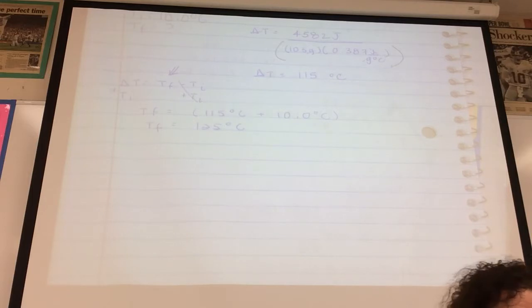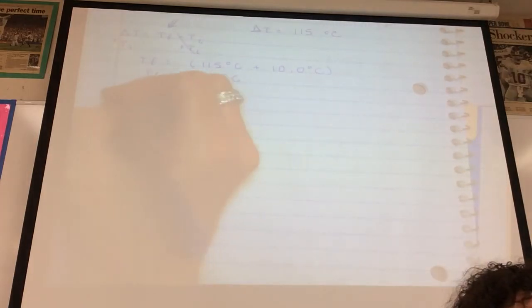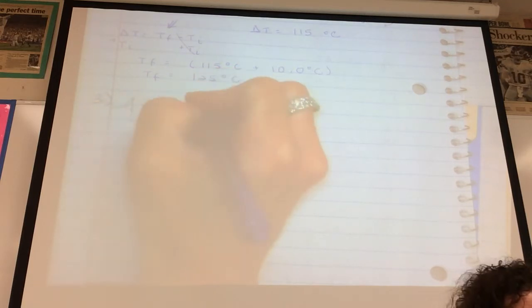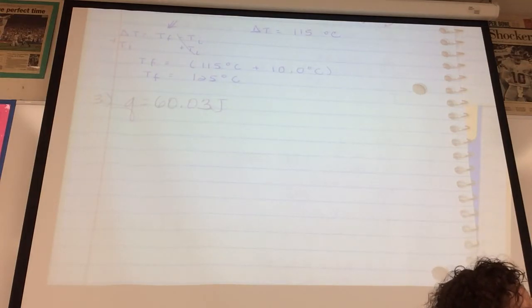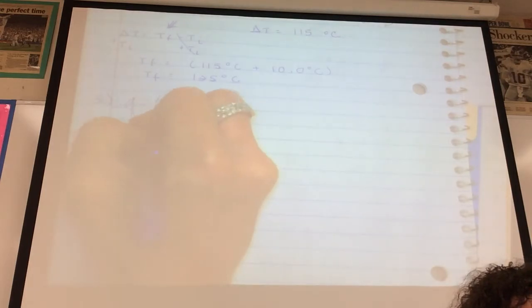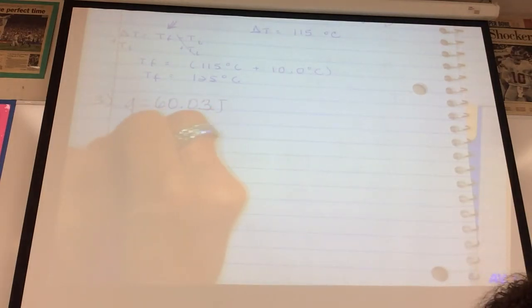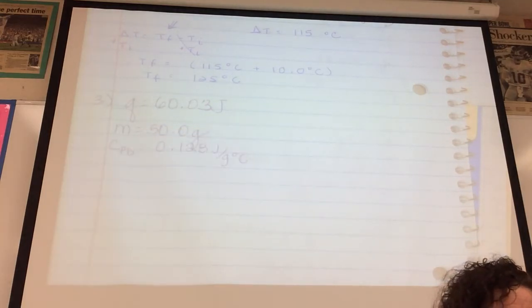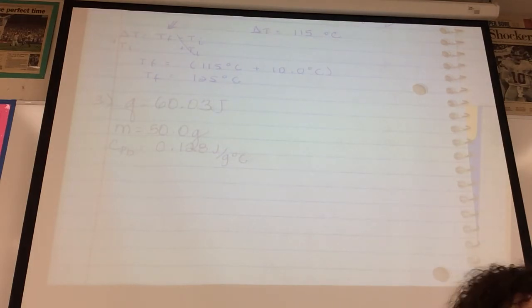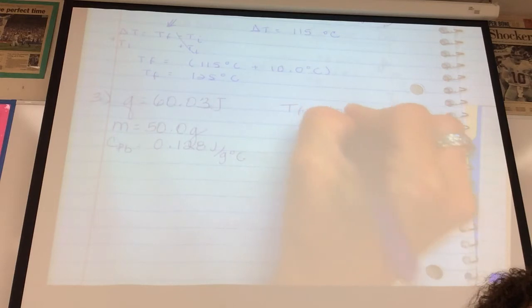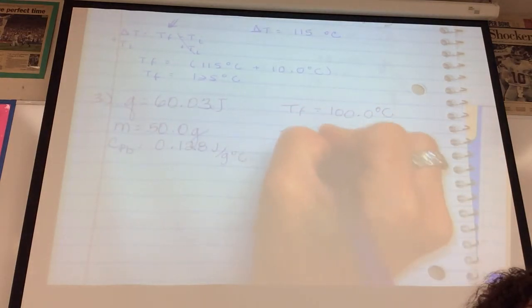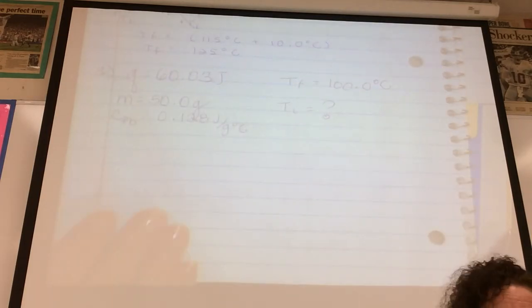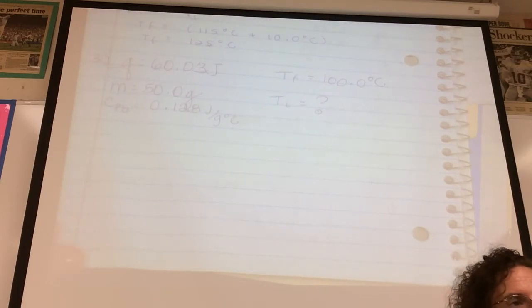Why don't you try number 3? I'll help pull the variables out with you. Number 3 says if 60.03 joules, so that's Q, are added to a 50-gram piece of lead, so the mass is 50 grams. The specific heat of lead is what? That's the littlest one. Until a final temperature of 100 degrees Celsius is attained. We want to know the initial. How are you going to go about solving that? What are you going to solve for first? Go for it.